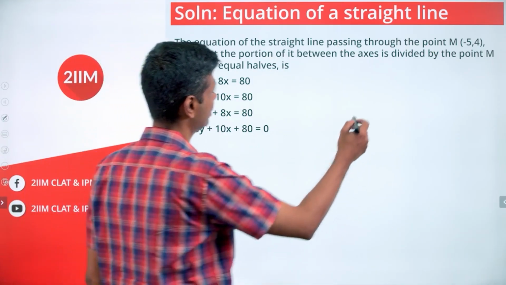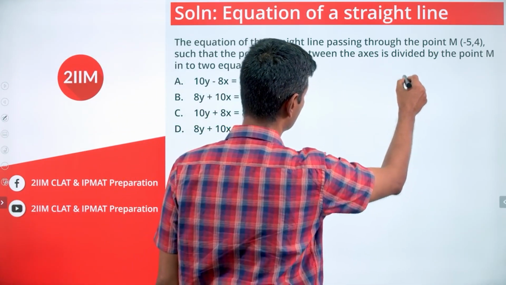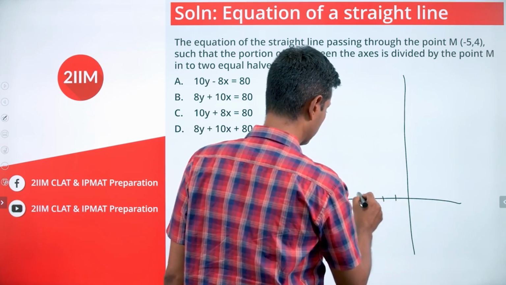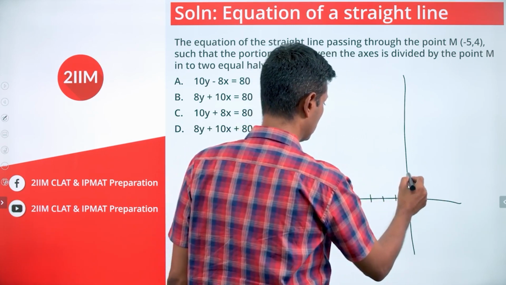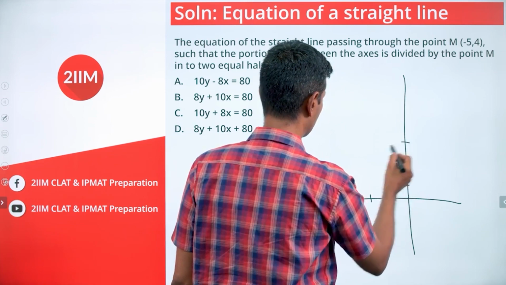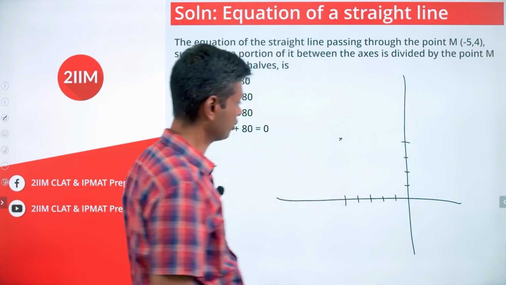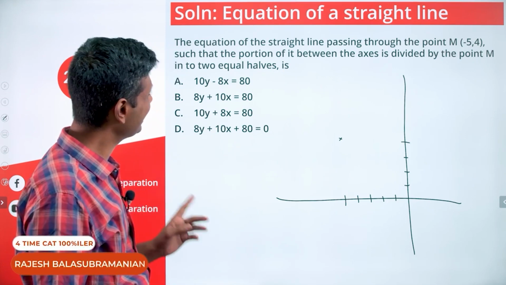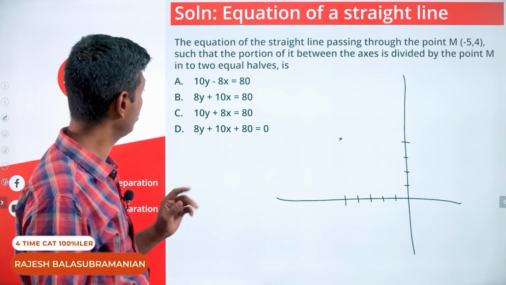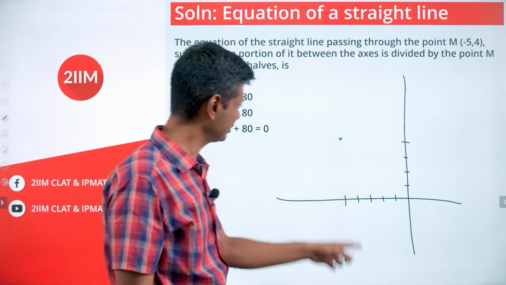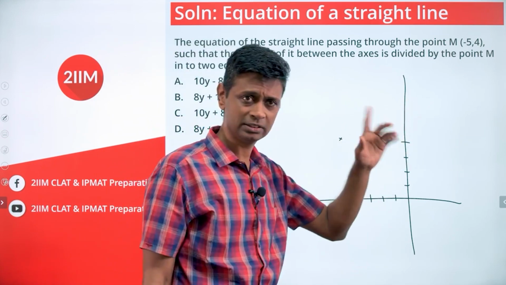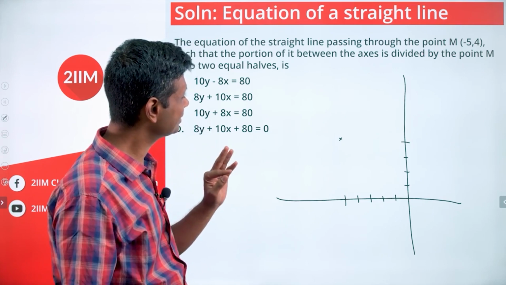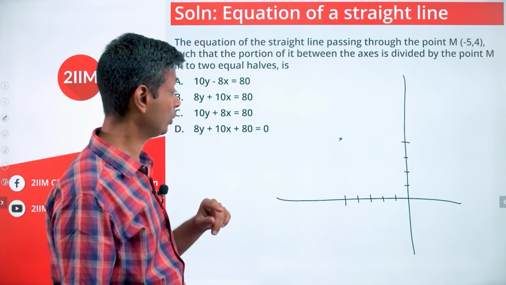The straight line passing through the point minus 5, 4. So I'm going to draw the axis like this. Minus 1, minus 2, minus 3, minus 4, minus 5. 1, 2, 3, 4. So the line passes through minus 5, 4, such that the portion of it between the axes is divided by the point M into 2 equal halves. The line could be like this, like this, like this. But the portion of it between the axes is divided by the point M into 2 equal halves.